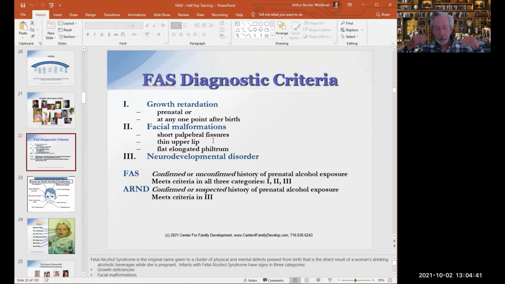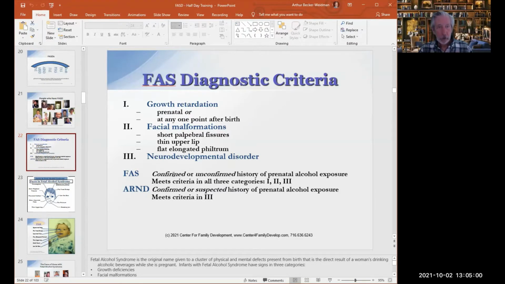And what's interesting in fetal development, your ears actually start in the middle of your face, which is why they're affected by prenatal exposure to alcohol and why you get the low set ears, okay?